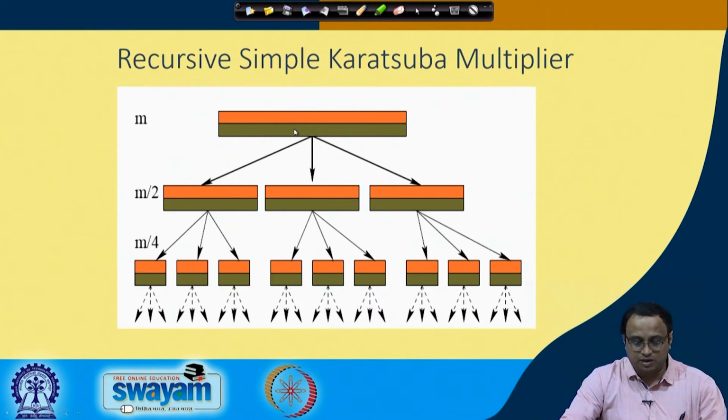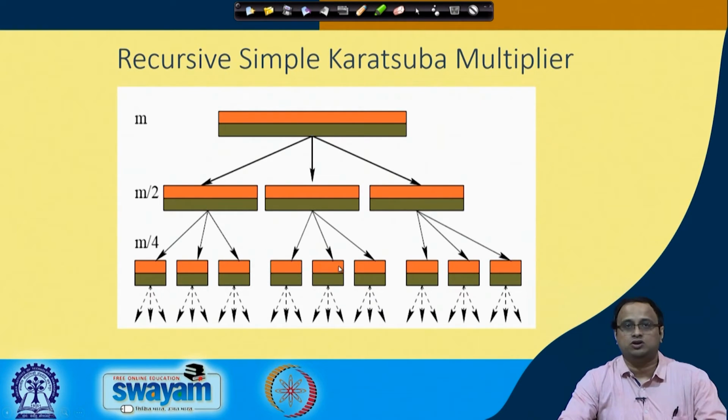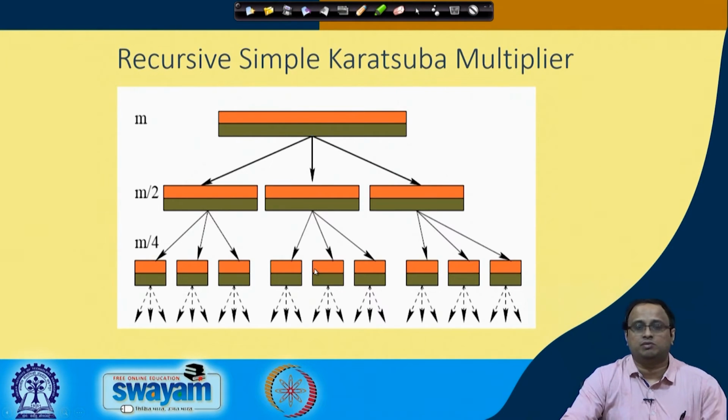You can take m, and assuming that m is a power of 2, you can decompose it into m by 2 blocks, which you can again sub decompose, and you can carry on applying this simple Karatsuba multiplication in a recursive manner. But at the same time, it is important to understand that this Karatsuba multiplier becomes efficient only if you do proper thresholding.